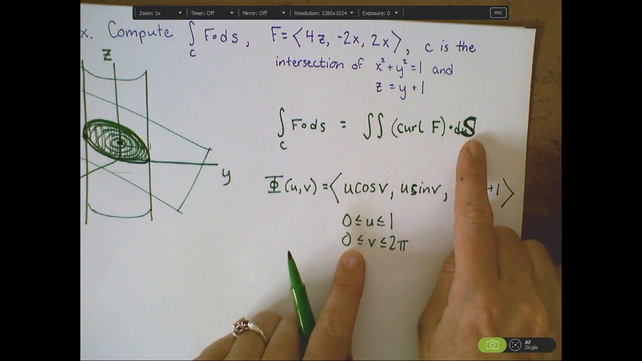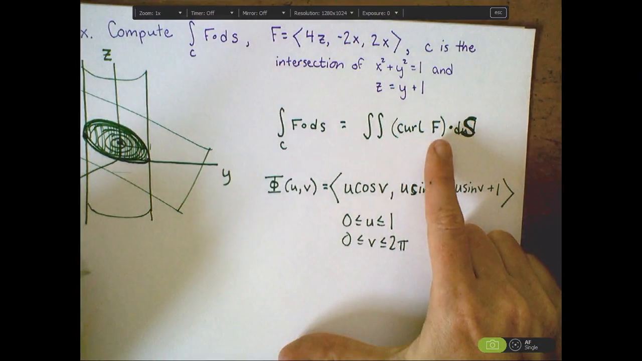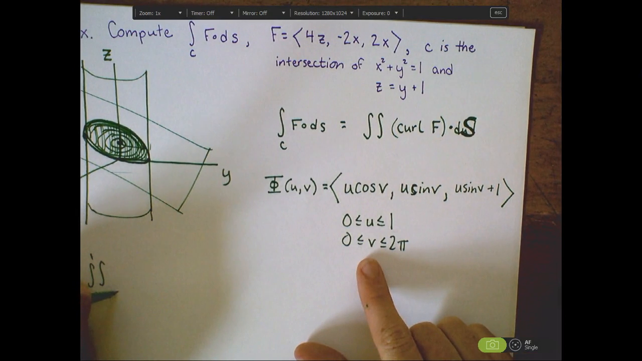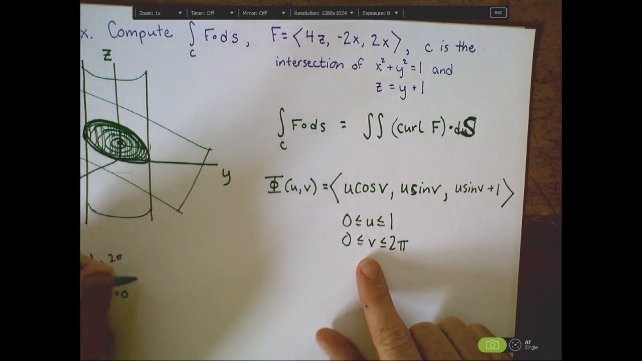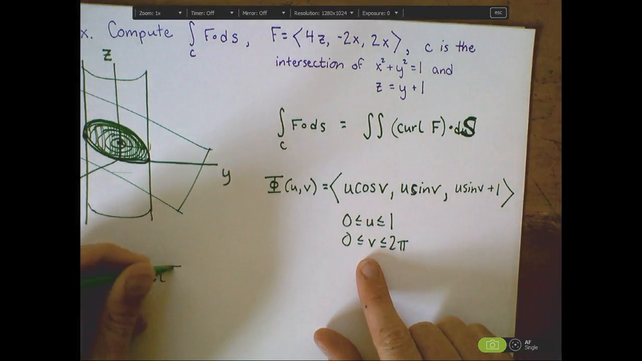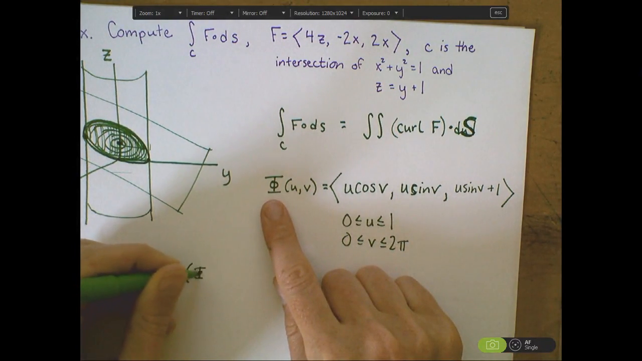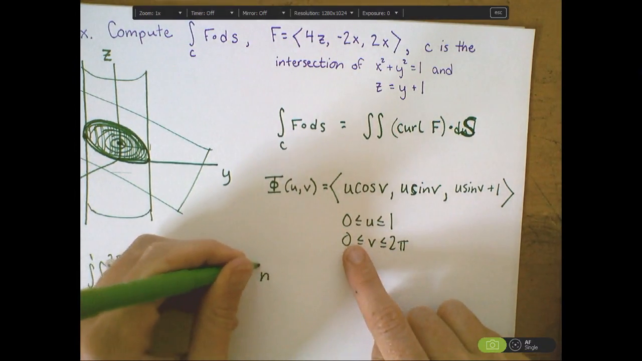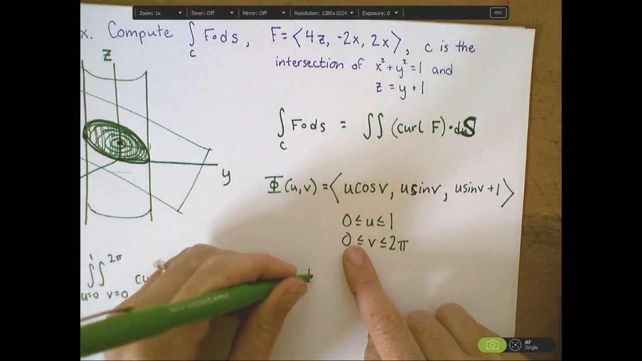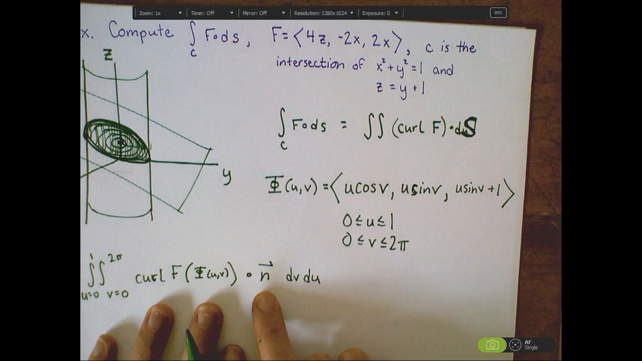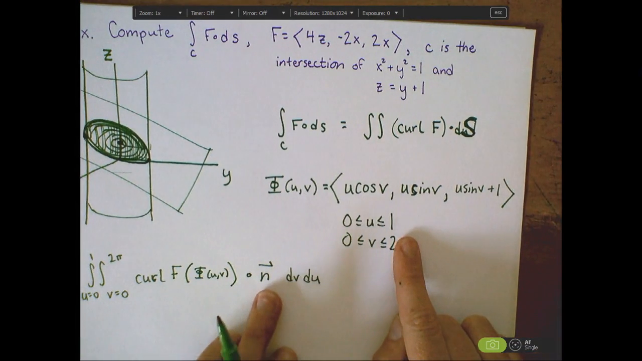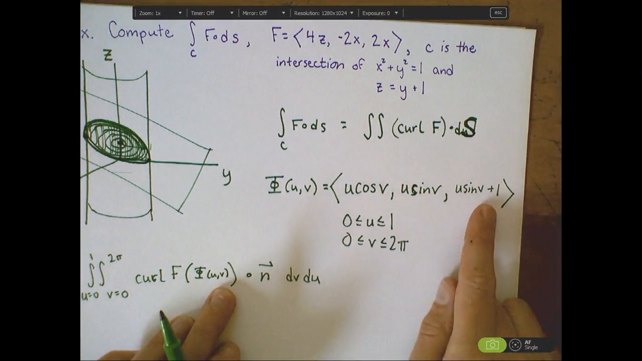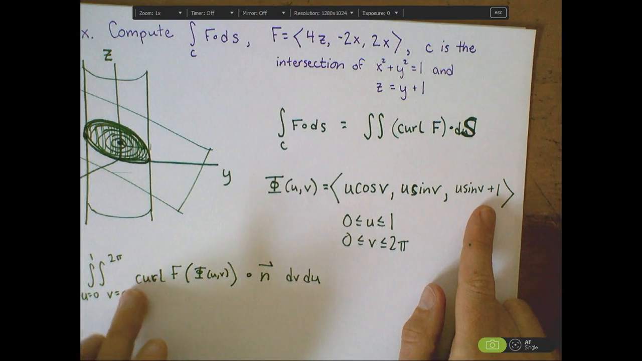So to apply Stokes' theorem, I have to find the curl of f. This is going to be the double integral as u goes from 0 to 1, as v goes from 0 to 2 pi, of the curl of f evaluated at our parameterization. I haven't done that part. Dotted with the normal vector, dv, du. So there are still some pieces missing. I've parameterized this. I need to find the normal vector. I also need to find the curl of f and plug in my parameterization. So let's do that piece by piece.